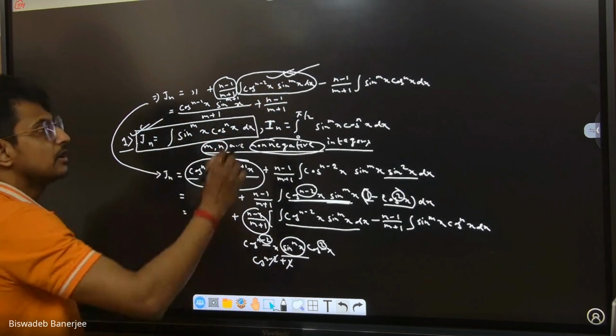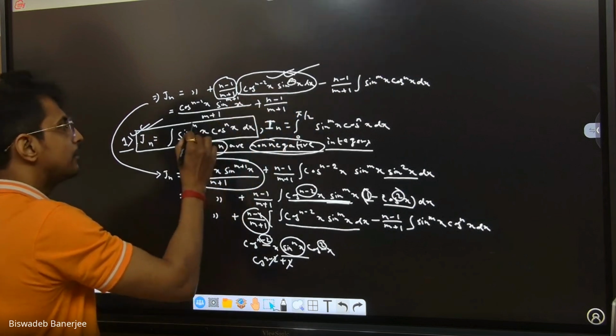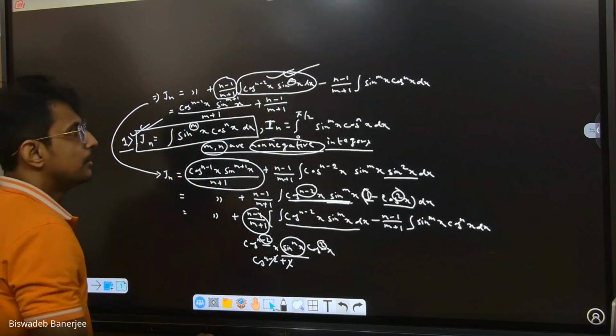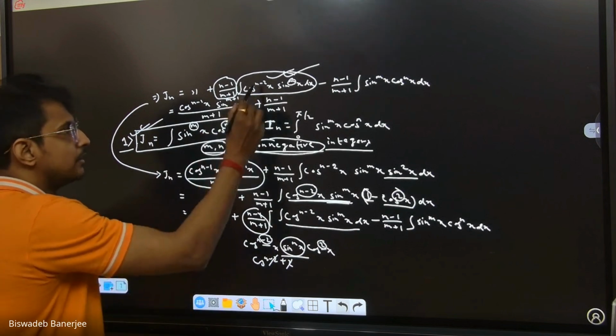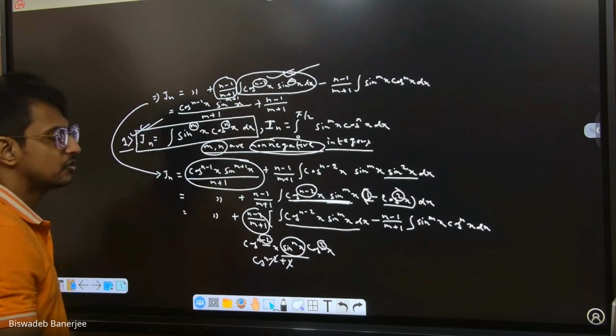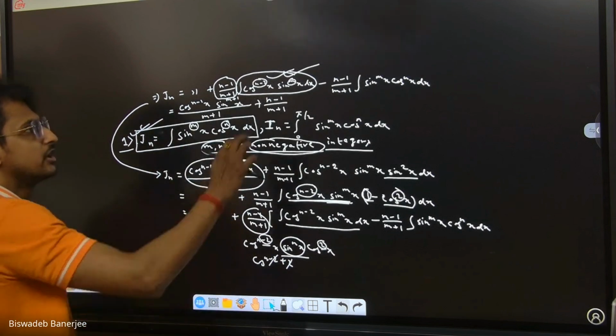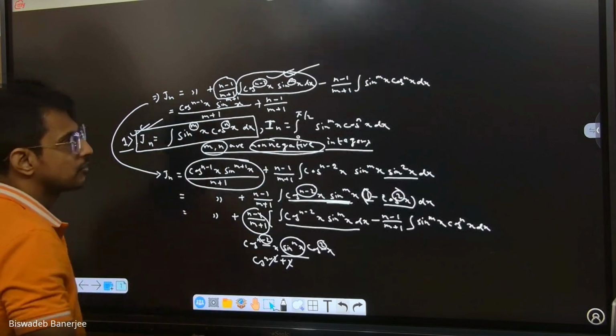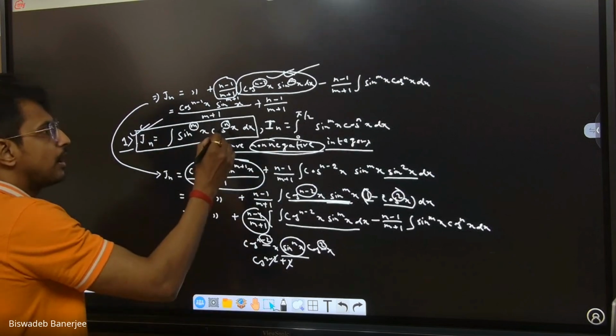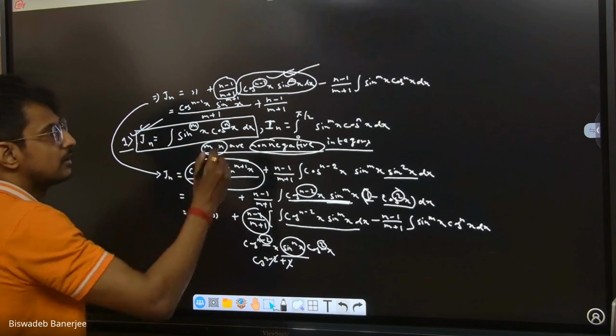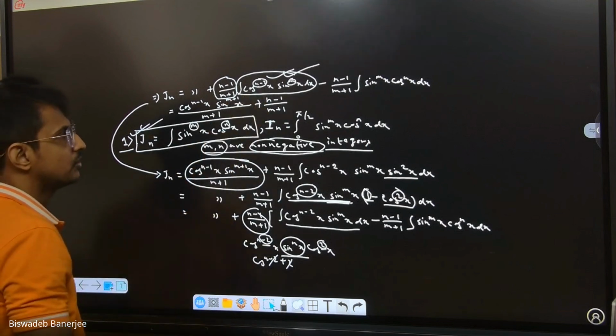You can see that here my power is m, here my power is also m, but here my power is n, and here my power is n minus 2. This is my power m. Here the power is also m. But here in the power of cos, the power is n. But here my power is n minus 2.